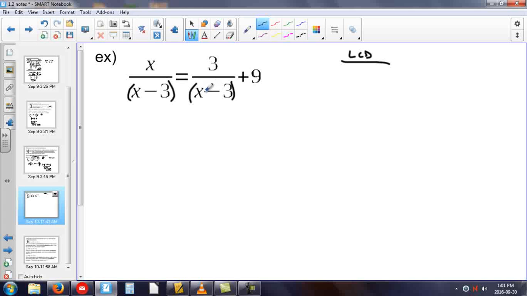That's really convenient. And the 9 has a denominator of 1. So really the LCD is just x minus 3, because these two already have it, and this just needs it. So all I would have to do is multiply everything by x minus 3.